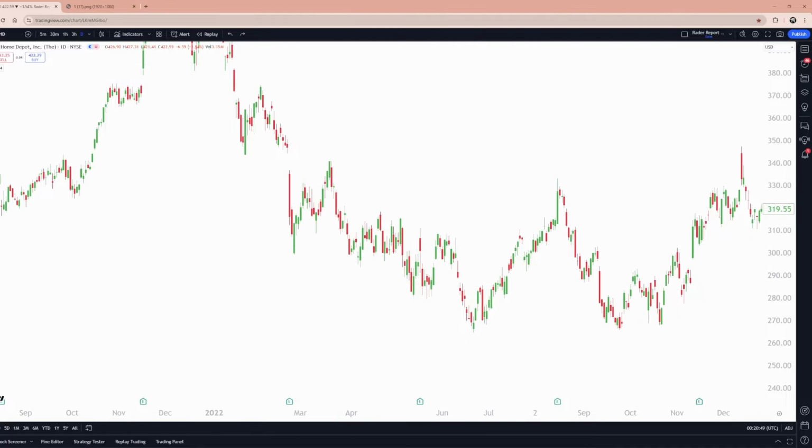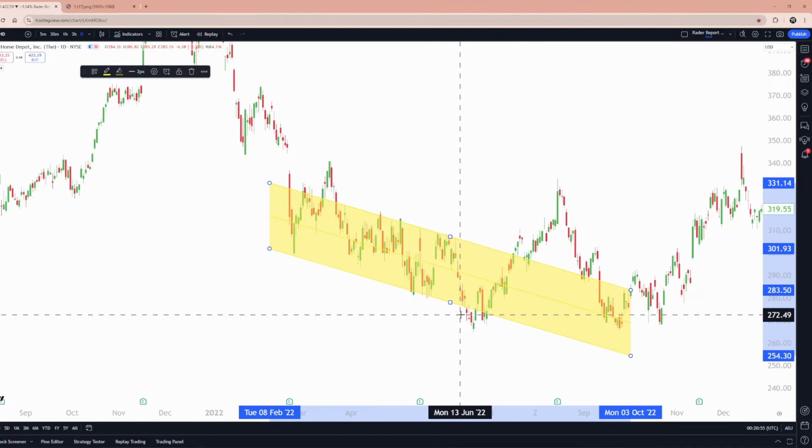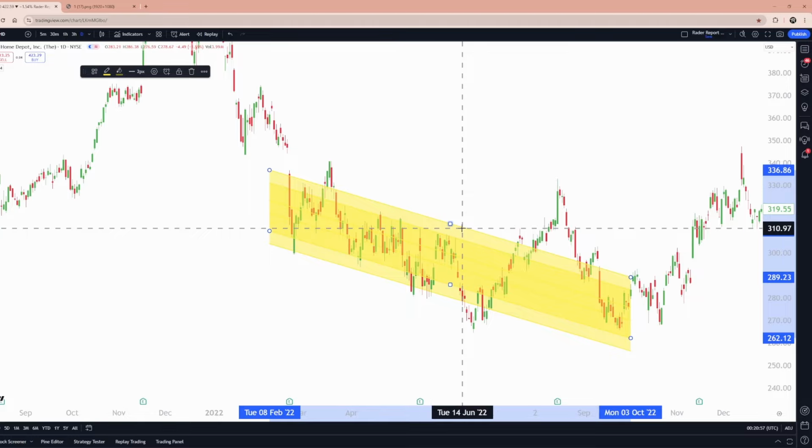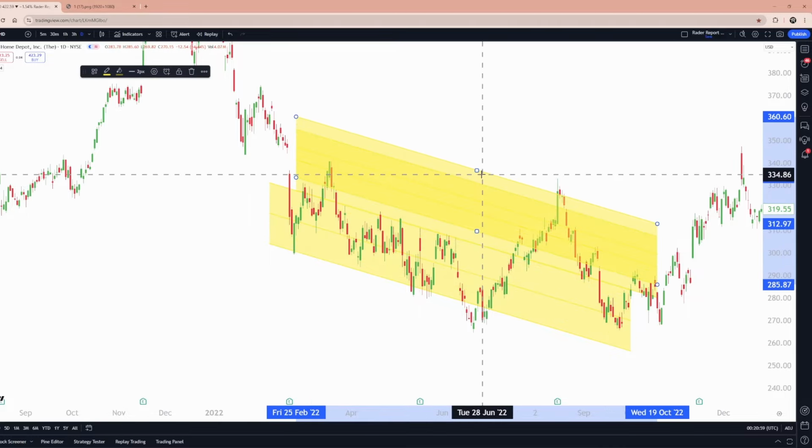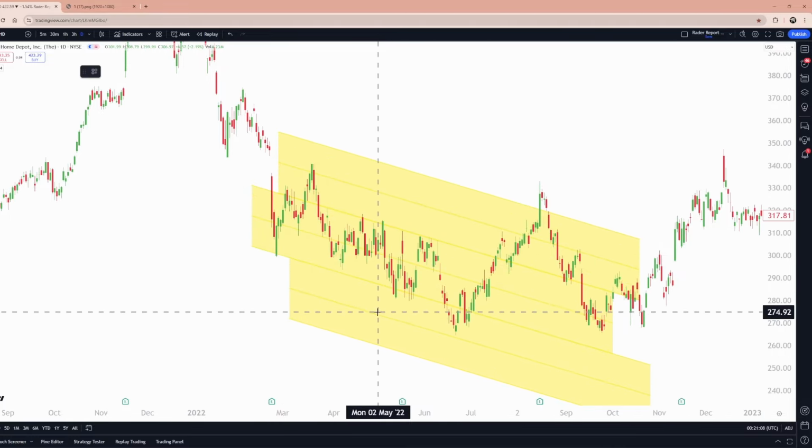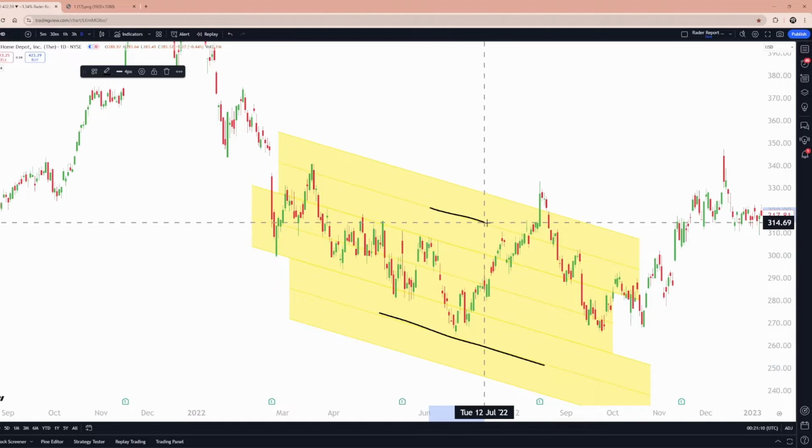So what you can do is draw that channel, getting as many touches on top and bottom as possible. Then you're going to copy this on top, and you're going to copy this on bottom. And you can see that those middle lines act as liquidity zones.